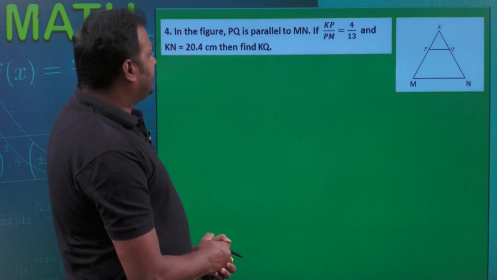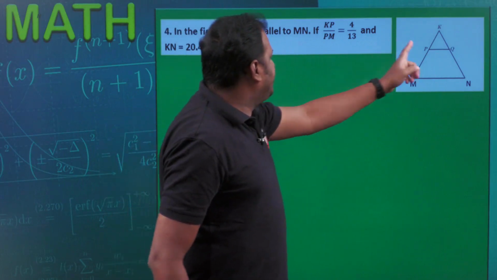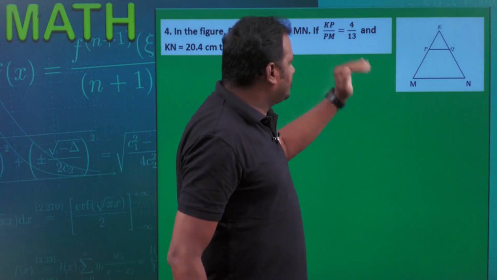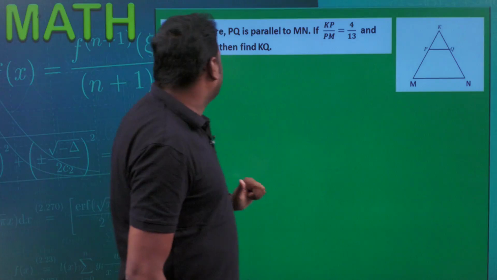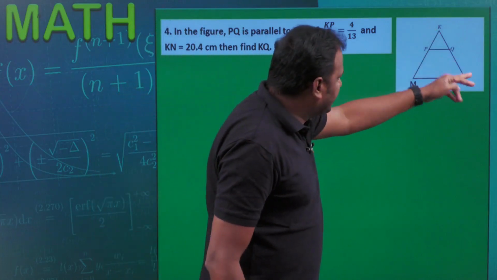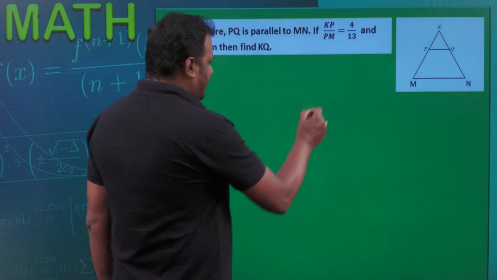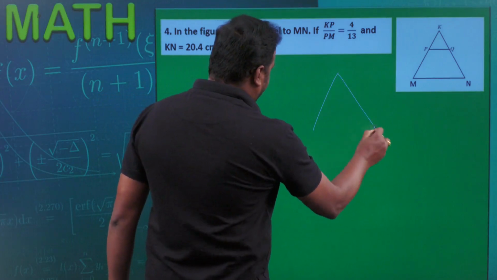In the figure, PQ is a line parallel to MN. So these two are parallel. KP by PM is equal to 4 by 13. KN is equal to 20.4, the total one. Find the value of KQ. I am going to draw it separately once again.